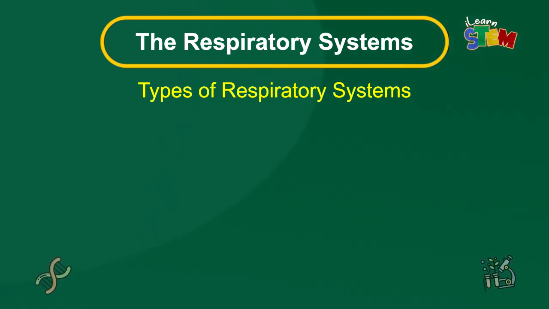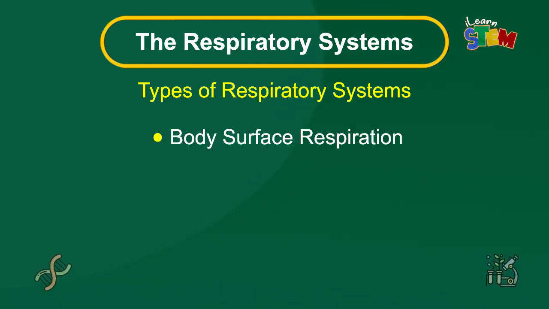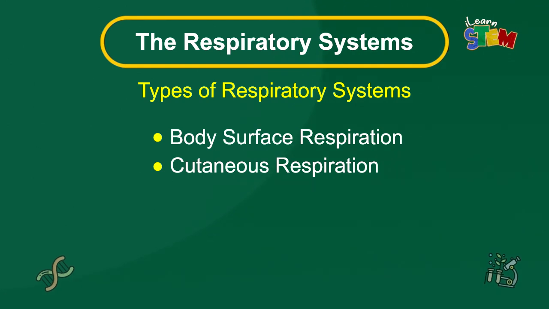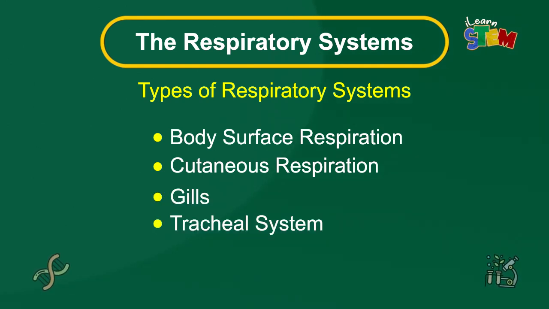There are 5 types of respiratory systems. These are: 1. Body surface respiration. 2. Cutaneous respiration. 3. Gills. 4. Tracheal system. 5. Lungs.